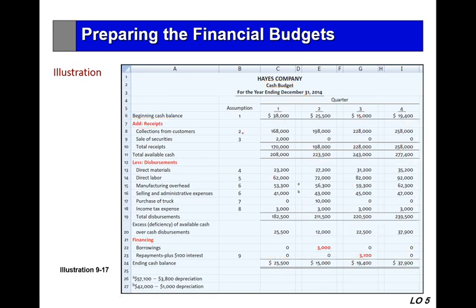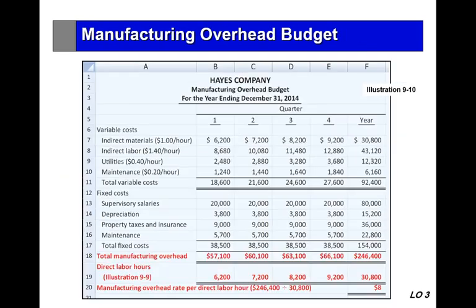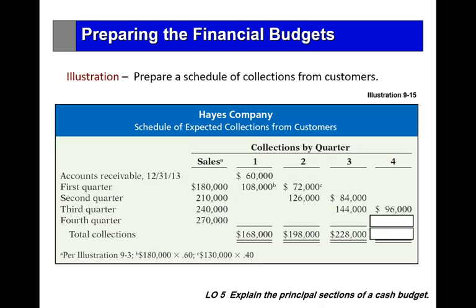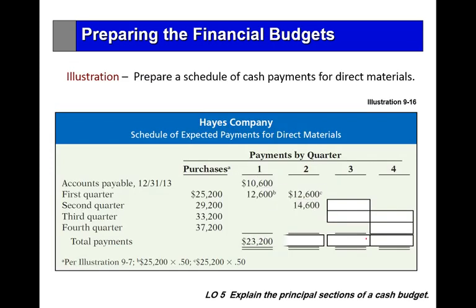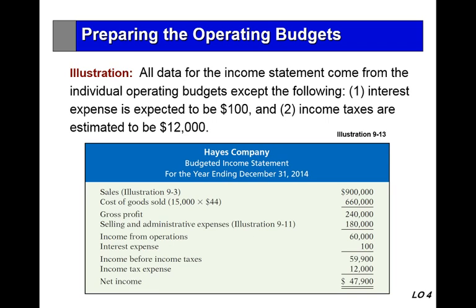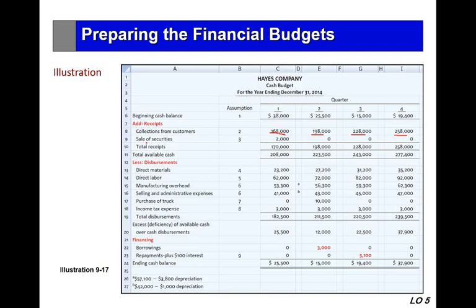Here we have collections from customers for the first quarter, second quarter, third quarter. Where are these amounts from? The schedule of expected collections from customers is here. We have 168,000, 198,000, etc. Then here we have expected collections from customers, and we have sales of securities.